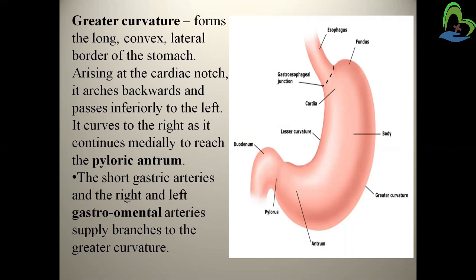The short gastric arteries and the right and left gastro-omental arteries supply branches to the greater curvature.